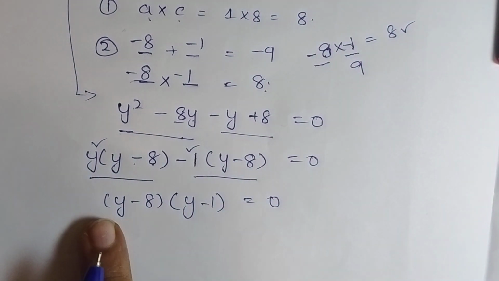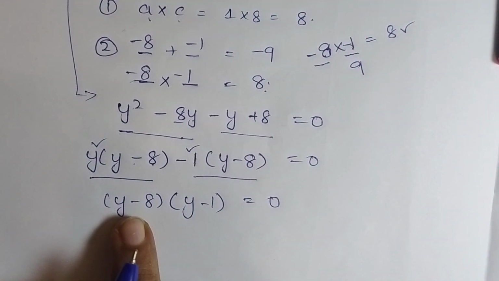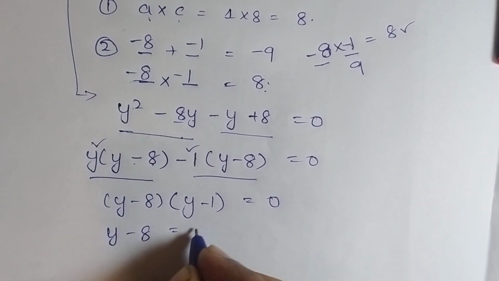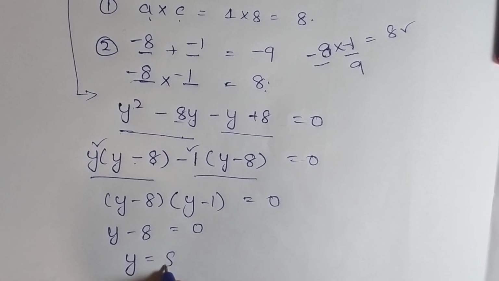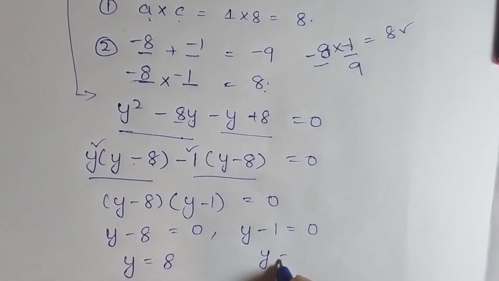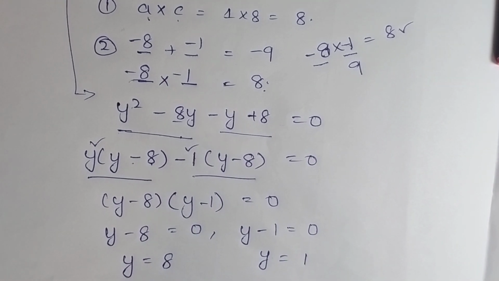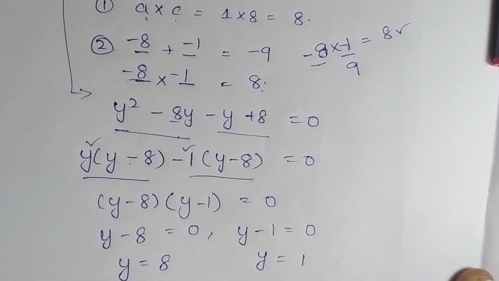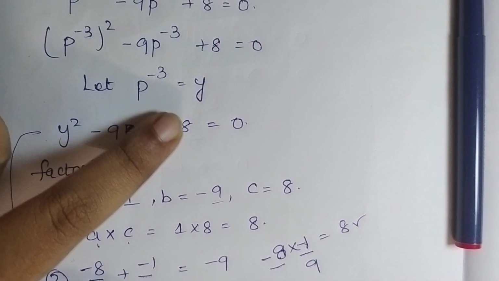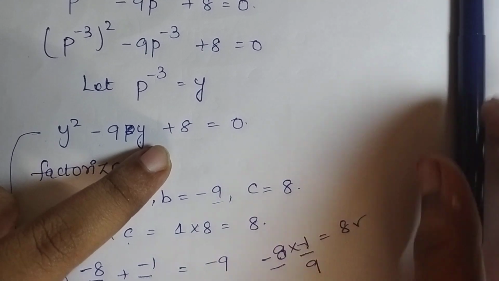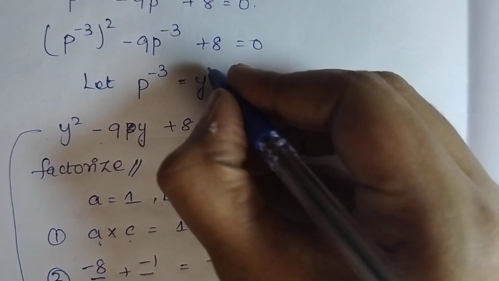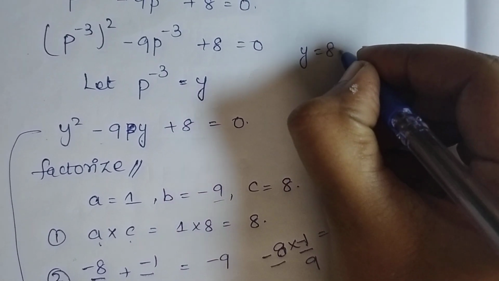So now I'm going to take each factor and equate it to 0. Therefore y minus 8 is equal to 0, so y is equal to 8. Similarly, y minus 1 is equal to 0, then y is equal to 1. But what do we have to find here? The P value. So here I assumed P power minus 3 is equal to y. So the values I get for y are 8 and 1.